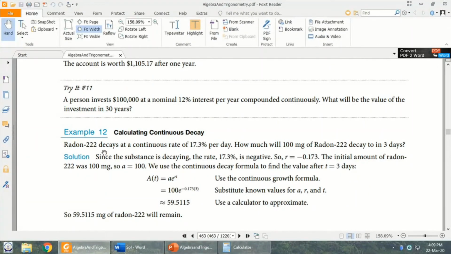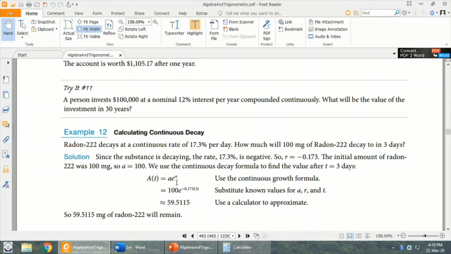What does decay mean? Radon, basically an element, decays at a continuous rate of 17.3% per day, or 0.173. When they say that it is declining in this way, it's represented with a minus, raised to the power minus. How much will 100 mg of radon decay to in 3 days' time?